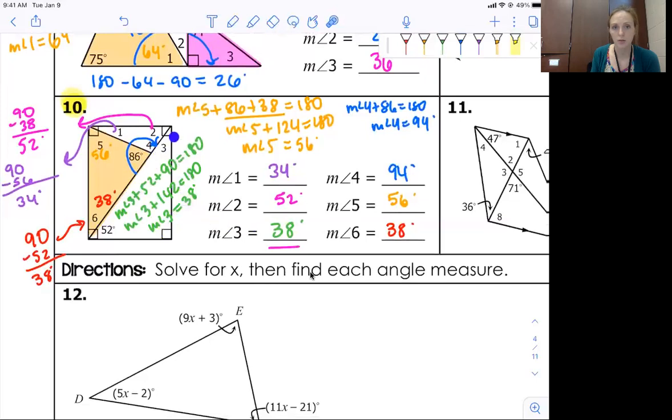And then for angle 2 over here, I noticed that I already know what angle 3 is. Angle 3 is 38. I just found it. So I did 90, this big 90, minus 38. And that gives me 52 for angle 2. And then for angle 1, the last one here, I noticed I had this 90-degree angle. So I took 90 minus angle 5, which is 56, and that gives me 34 for angle 1.